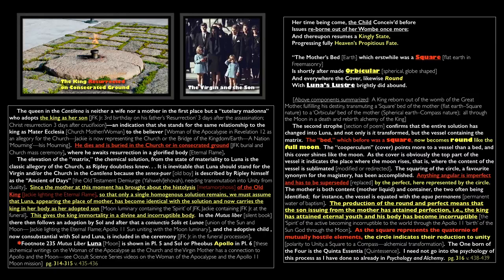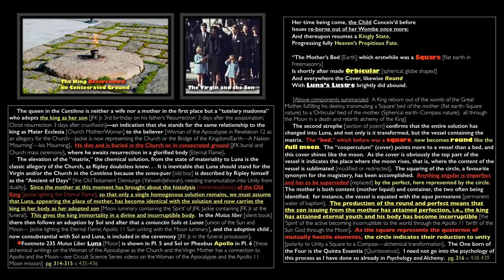So that's the whole point of the Apollo 11 mission. That's the eternal spirit of Apollo realized through the higher Osiris coming from the lower Osiris, or JFK, saying we choose to go to the moon, right? So as the square represents the quaternio of hostile elements, that's like Earth and its four elements, the circle indicates the reduction to unity.